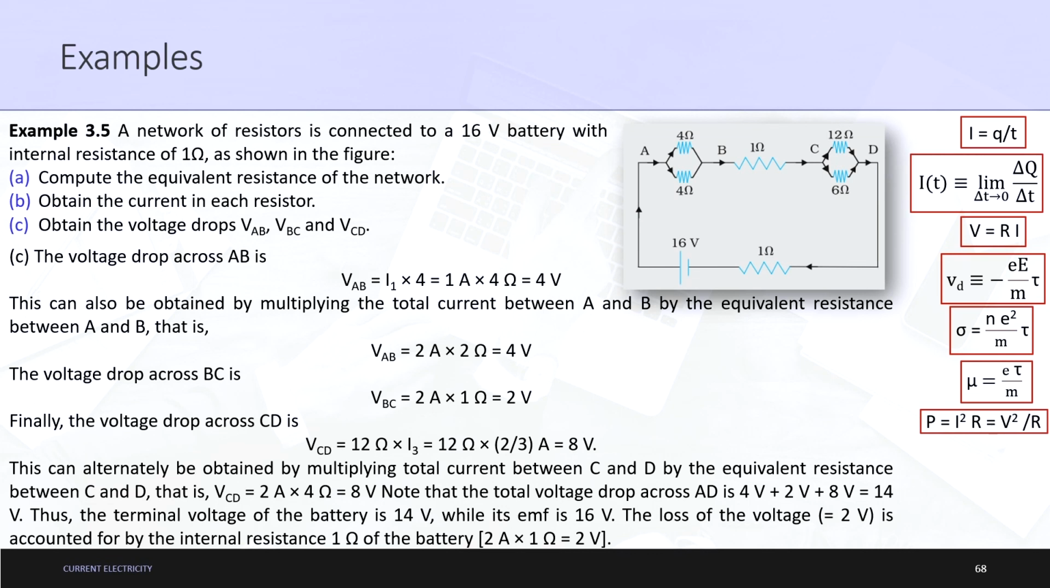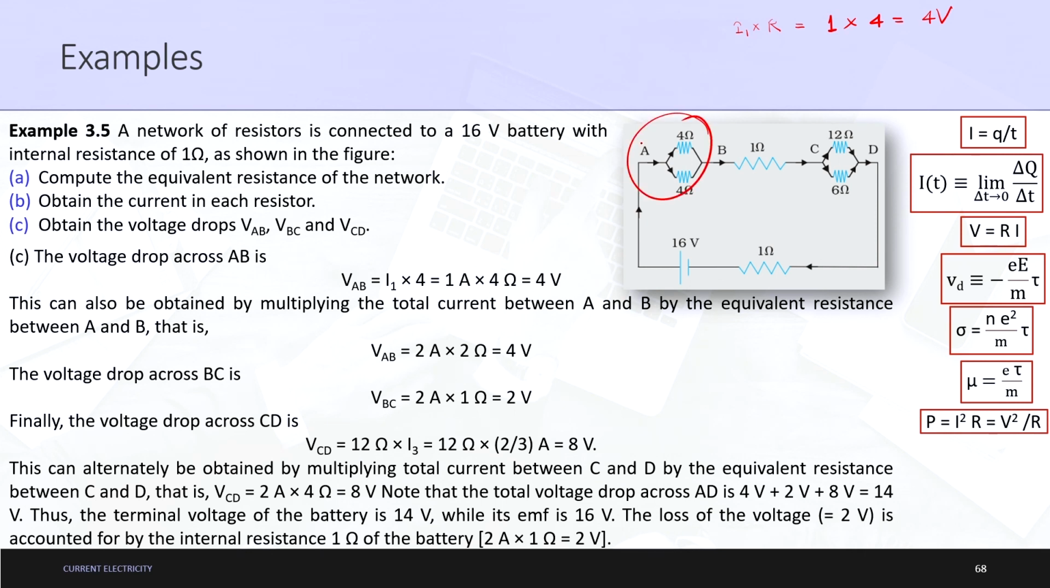The voltage drop across AB will be I into R, where R can be taken as the equivalent resistance here. So, I1 into 4. I1 we calculated in the previous section to be equal to 1, and the resistor was equal to 4, hence we will get the value as 4 volts.